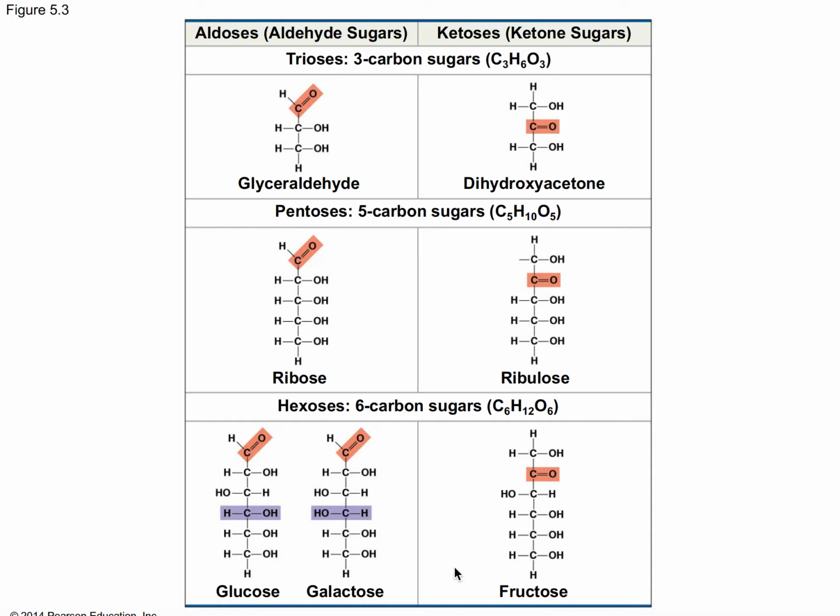Fructose, now this is fruit sugar. It's got your C double bond O on your 2nd carbon, and it is a ketone, and fructose is, like I said, commonly a fruit sugar. So you can see the placement of the C double bond O does make a difference in whether your sugar is considered to be a ketone or an aldehyde.